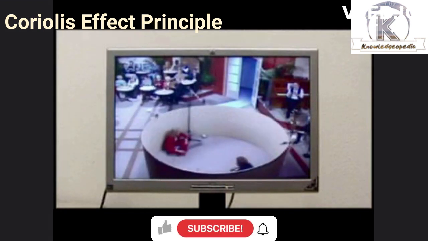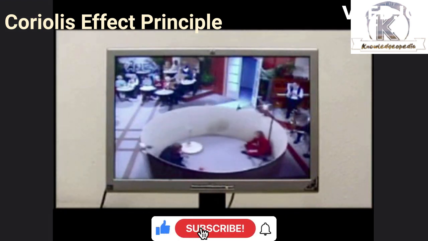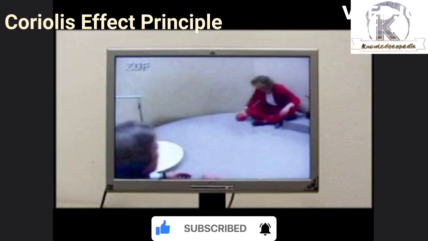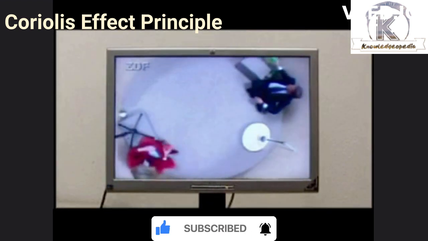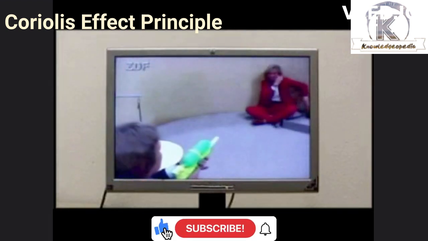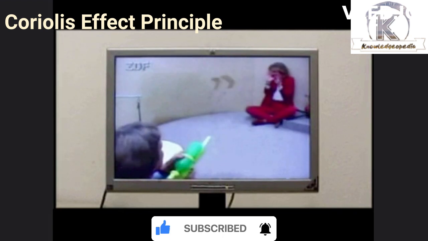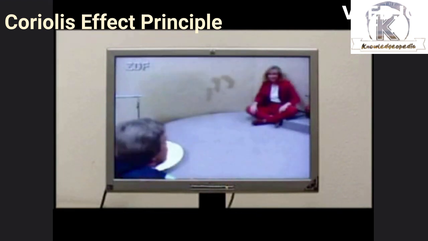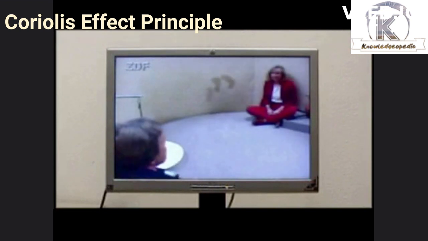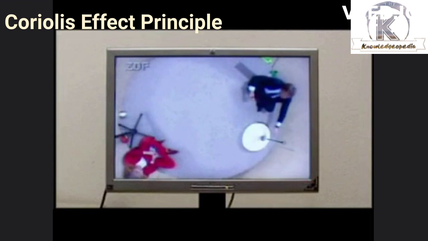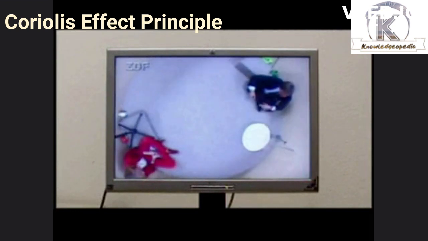A body on a moving surface experiences a sideways deflection. The stream of water also has the same deflection when not even touching the Earth's surface, which means it's not about centrifugal force. It's called the Coriolis force. The force pushing objects sideways is called the Coriolis effect.